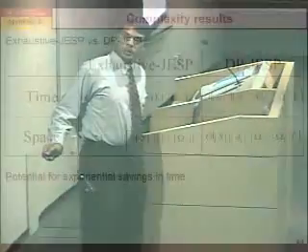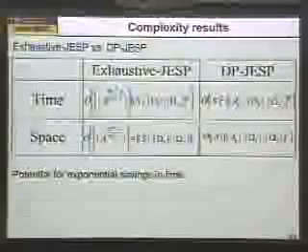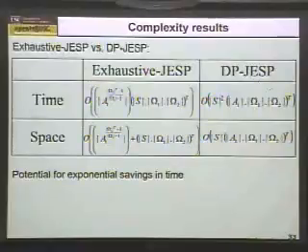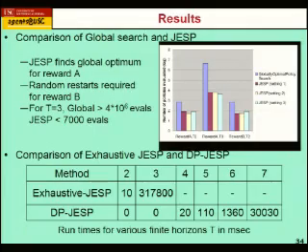So here are some complexity results. Here's the difference in the complexity of the exhaustive approach to finding the optimal policy, and here's the dynamic programming based approach. As you can see, we've been able to get rid of this. This results in an exponential savings in terms of time, and there's a lot of savings in terms of space as well.